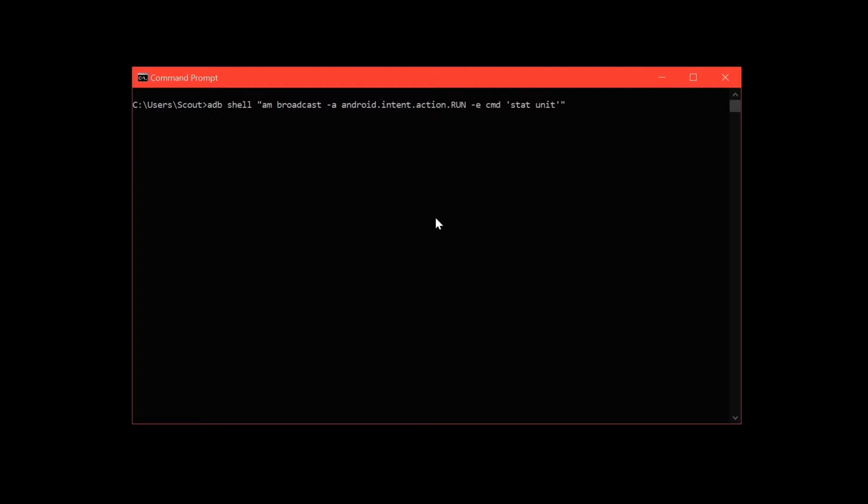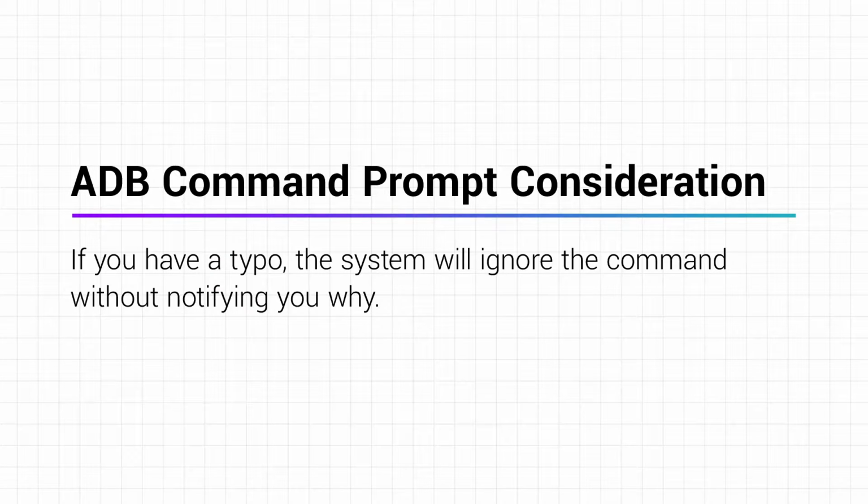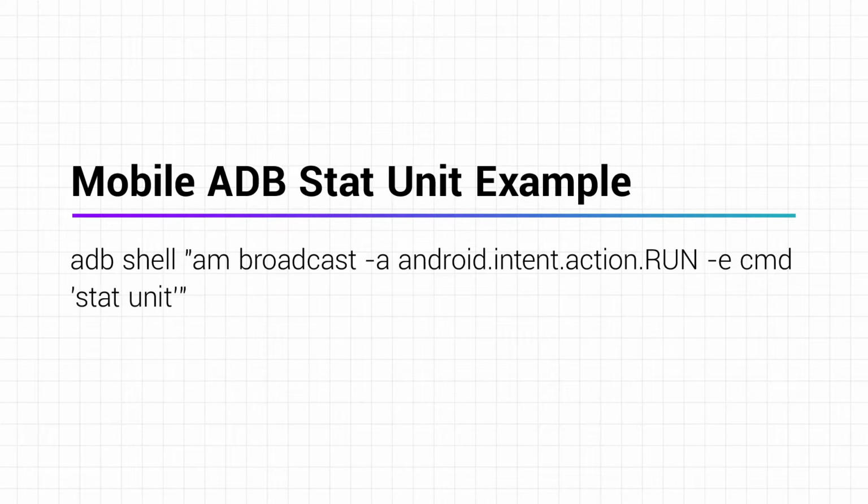This command will send stat unit to your app's UE4 profiling system. The UE4 console system will parse that message and execute the function if it matches a function that exists. There are many functions that will retrieve performance metrics from UE4, and that is the focus of this course. Be very careful here. If you have a typo, the system will ignore the command without notifying you why. Here are the commands we suggest using.